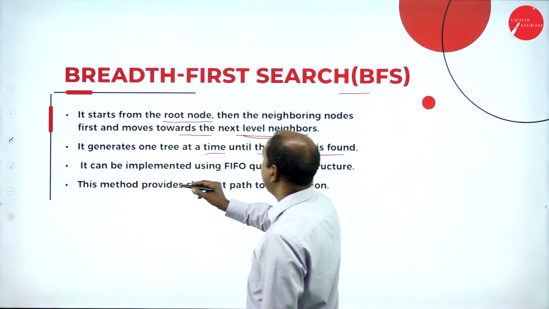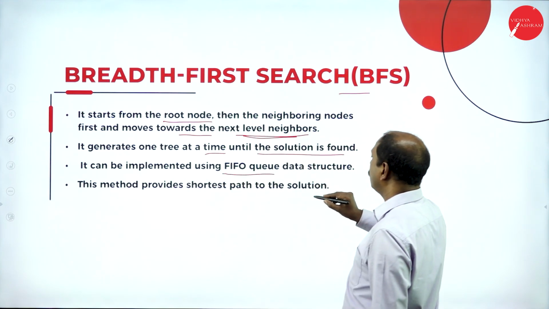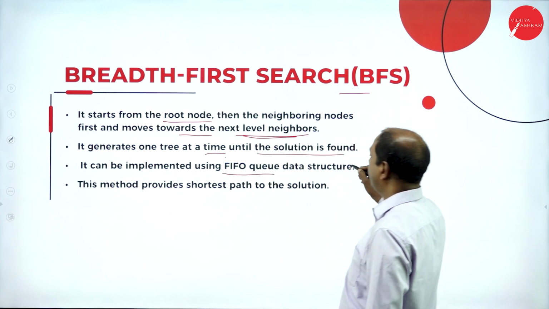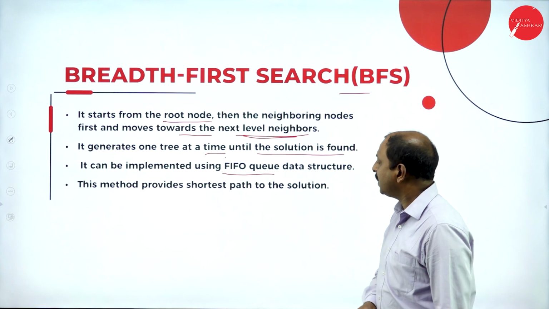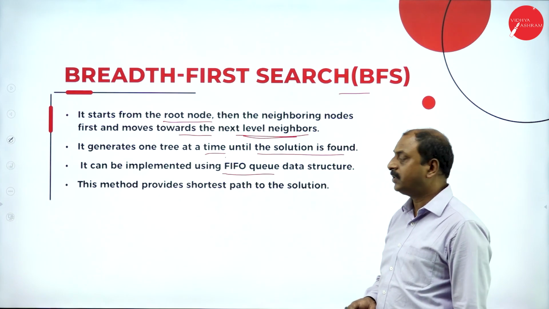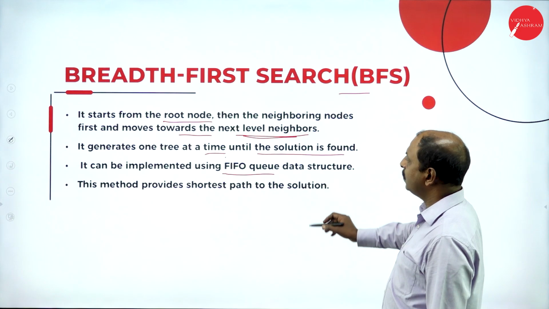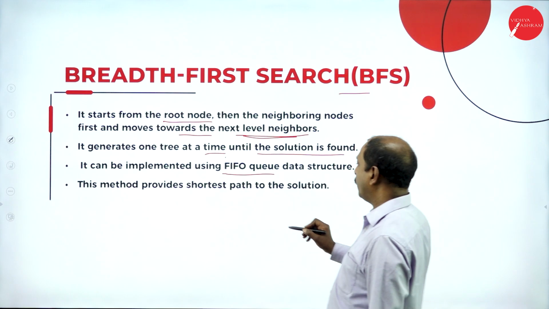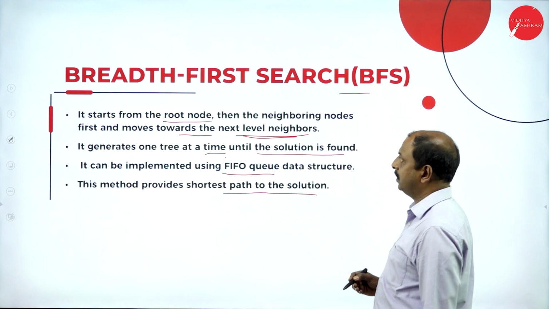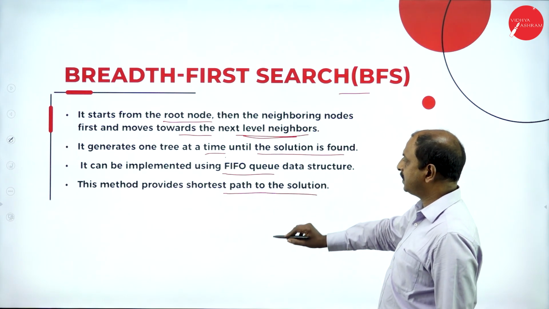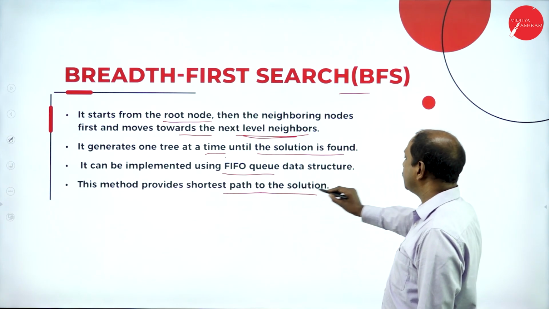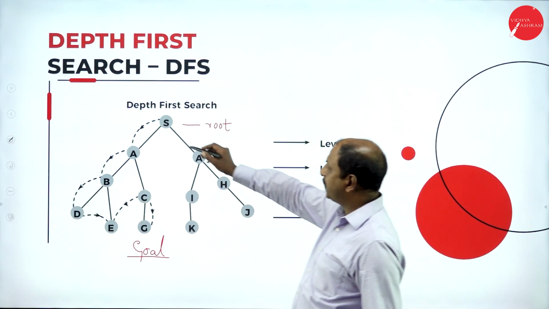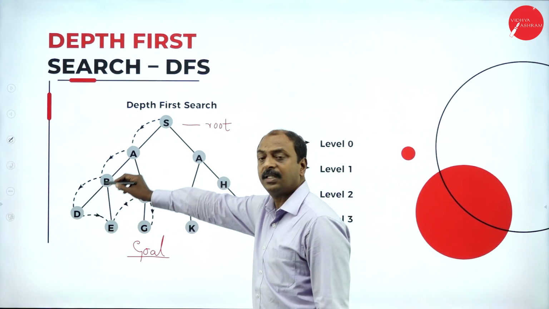It can be implemented using a FIFO queue data structure. A queue is a data structure that works on the principle of FIFO, meaning first in, first out. Now this method provides the shortest path to the solution. So breadth first search provides the shortest path to the solution, whereas if you look at the previous example, it takes the long route or long path to reach the destination.